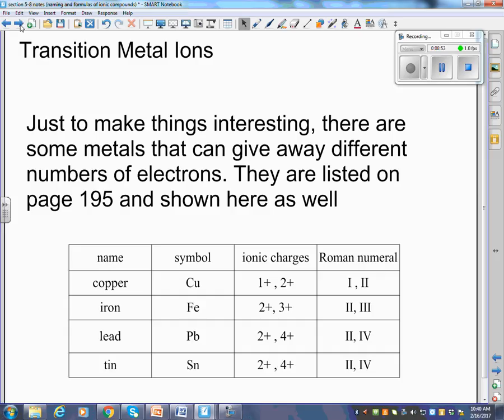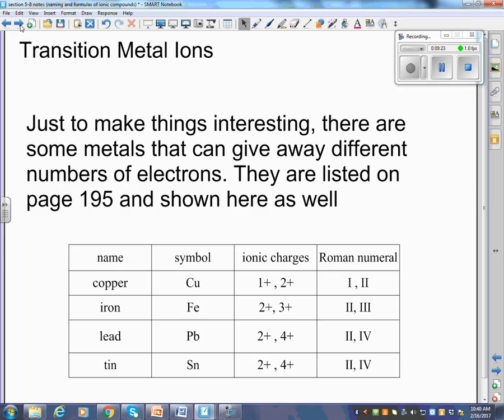Nickel is weird. So just to make things interesting, because life has to be interesting, there are some metals that can give away different numbers of electrons. They are listed on page 195, and they're shown here as well. You don't have that textbook anymore, okay? So they are copper, iron, lead, tin, and I believe nickel, if I'm not mistaken. Nickel is, oh, maybe not. Nickel is 5, 6, 7. I'll have to double check that nickel.